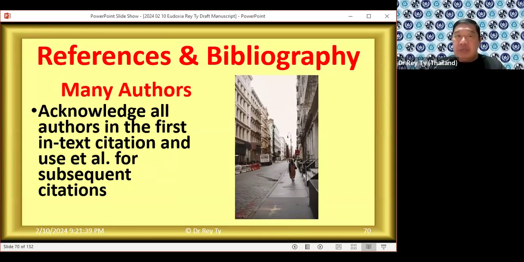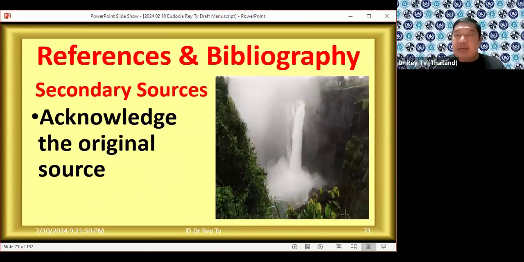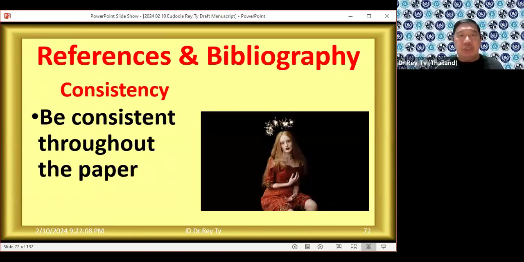Okay, if there are many authors, you have to recognize all the authors. But again, it depends on the format, et al., if you have more than 3. And then secondary sources: if you are quoting somebody who had quoted somebody else, you have to go back to the original. If you say Lederach quoted Galtung, but you did not read Galtung, better go back and check Galtung that Lederach had said he had checked.